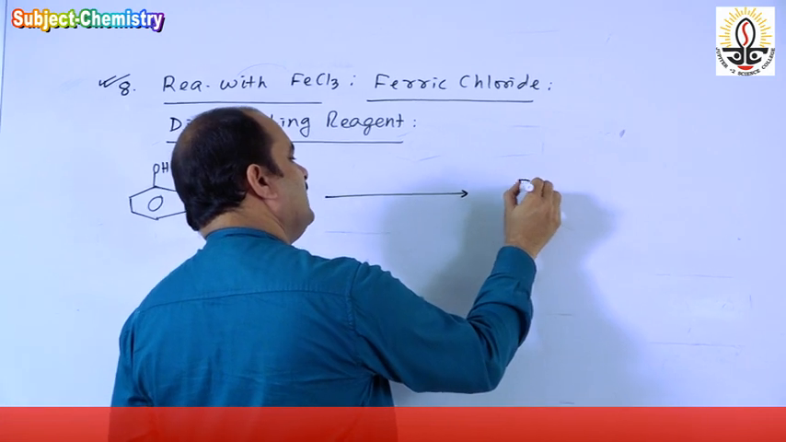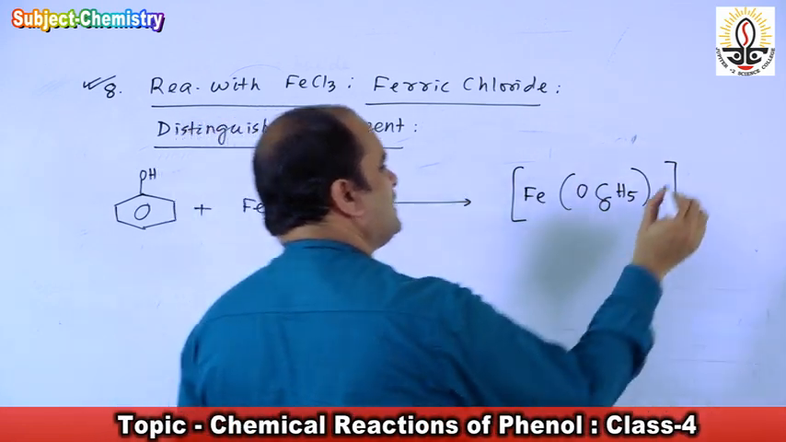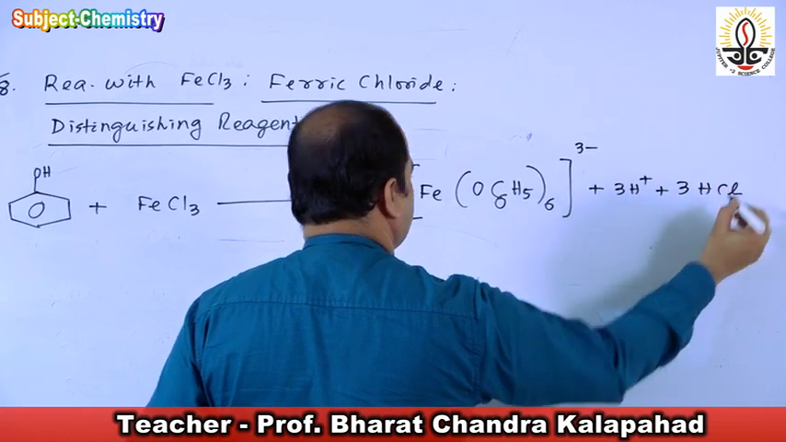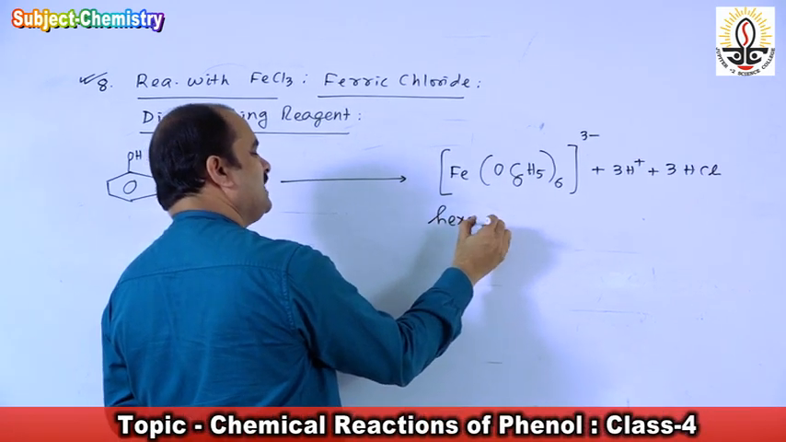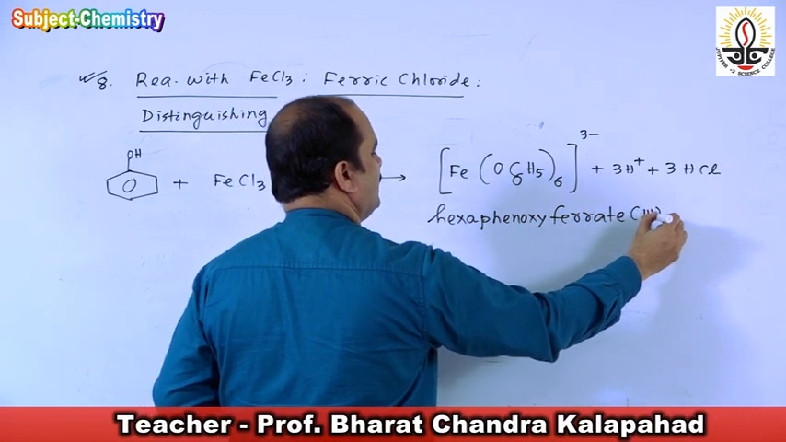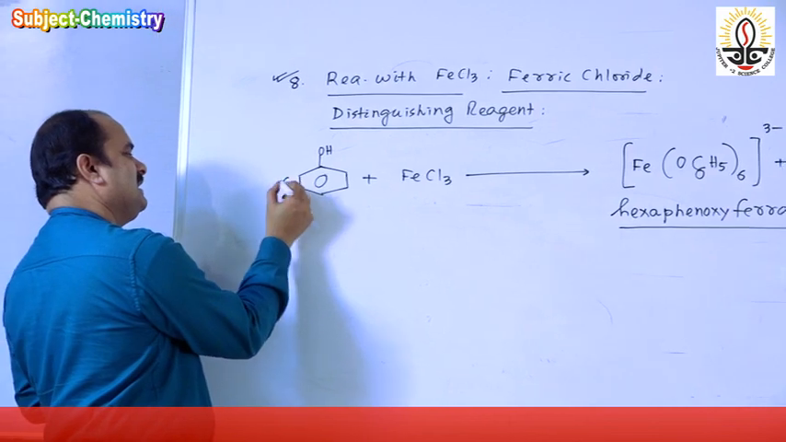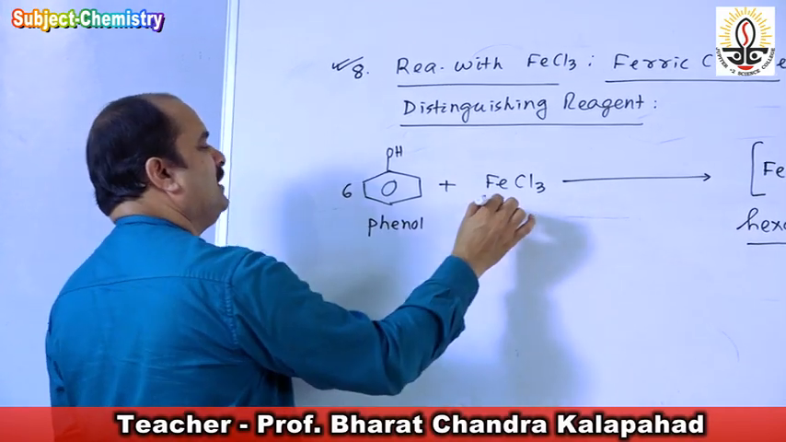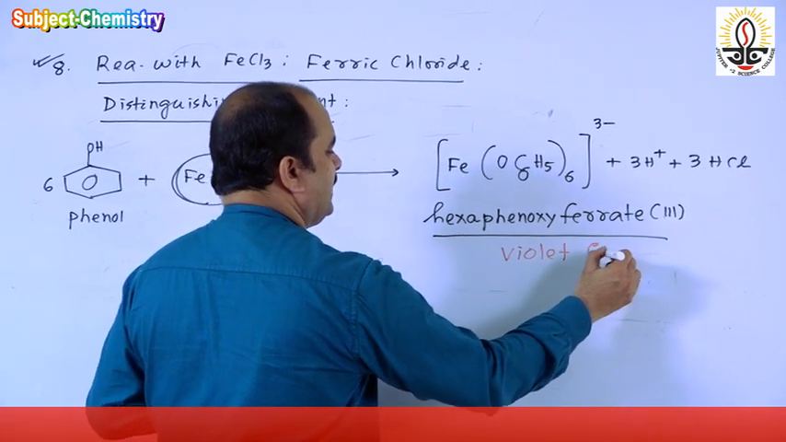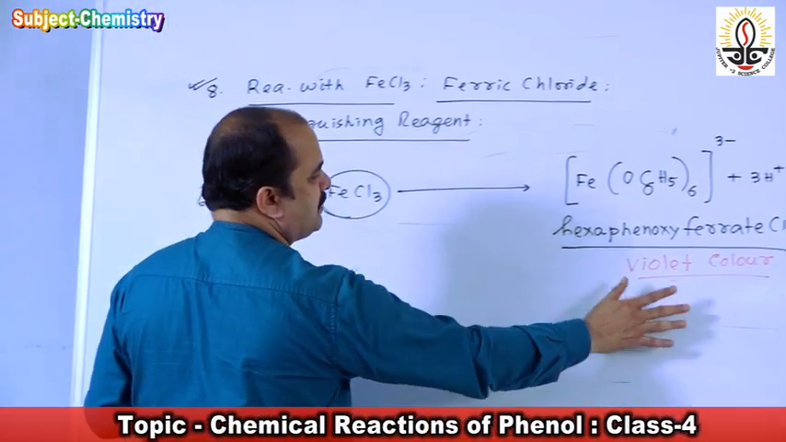a violet complex, [Fe(OC6H5)6]3-, hexaphenoxyferrate(III), plus 3H+ plus 3HCl is formed. This complex name is hexaphenoxyferrate(III). This is a coordination complex. Hexaphenoxyferrate is formed, and when I balance this, it is 6 phenol. When 6 moles of phenol react with neutral ferric chloride solution, a violet complex, violet color hexaphenoxyferrate is formed.